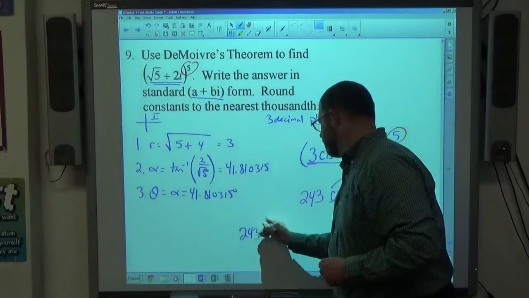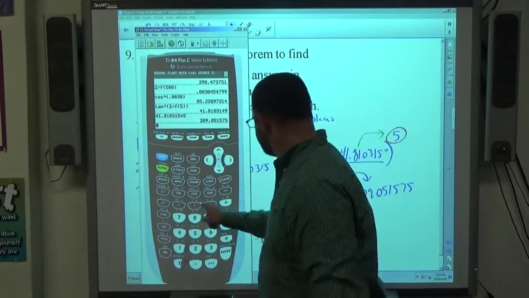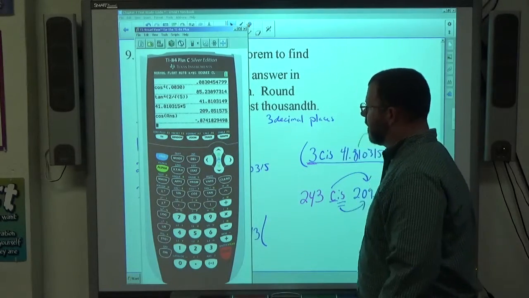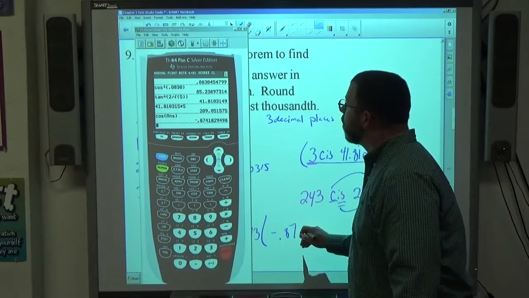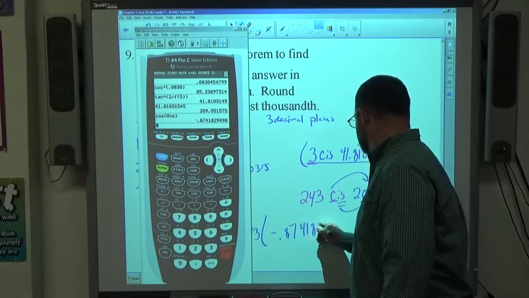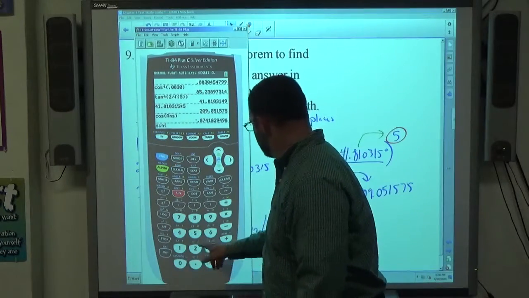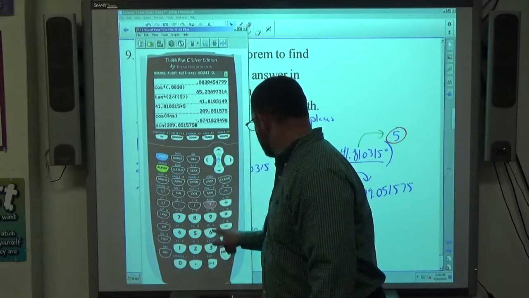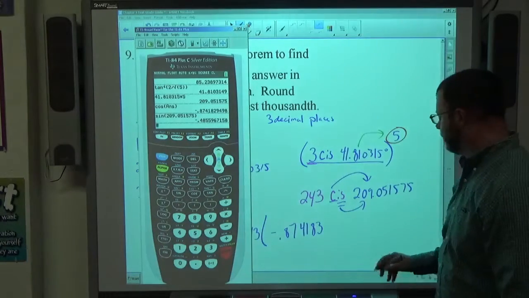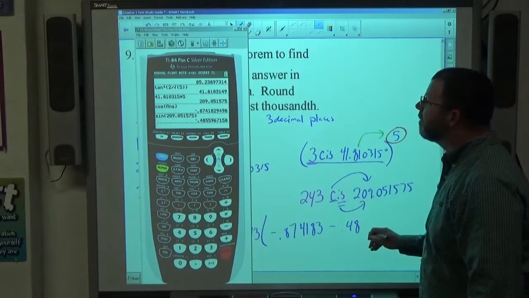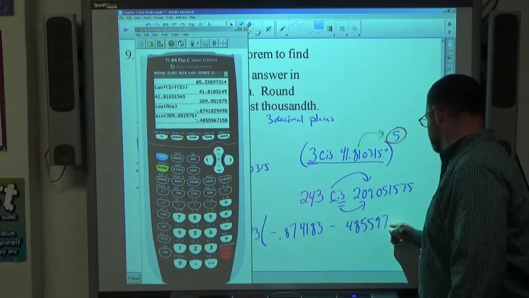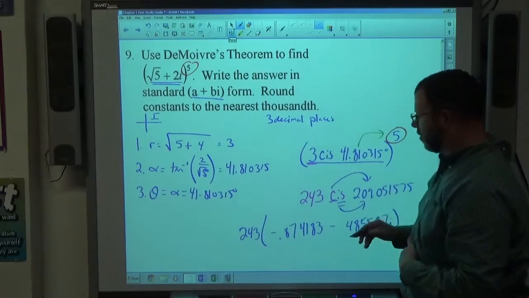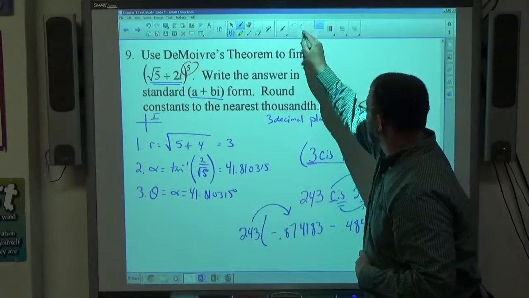So 243, if I type in my calculator cosine of that answer, it's going to be negative 0.874183. If I do sine of 209.051575, that comes out to negative 0.485597. So the final step is to multiply both of these numbers times 243 and round those answers to the nearest thousandth. So this times this, and this times this.